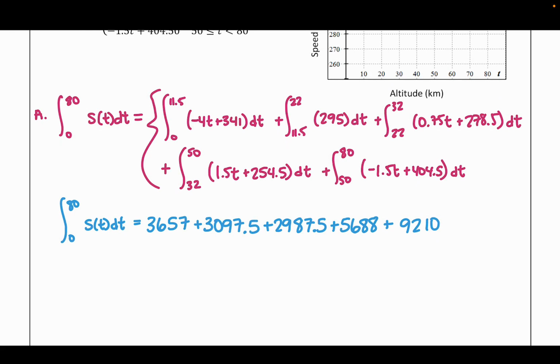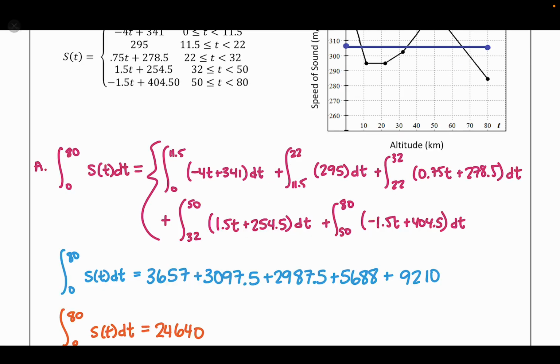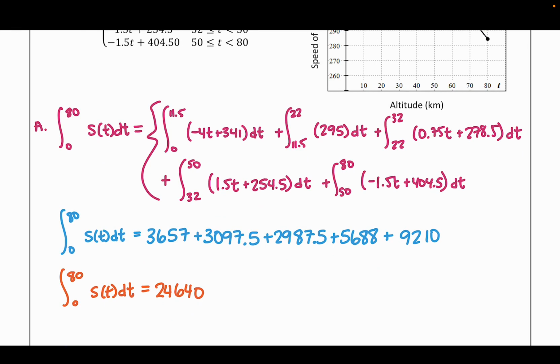All right, so now when I combine all of that together, again using my calculator, I would get a grand total of 24,640. Okay, so what that means is that's the total distance that we traveled. We traveled 24,640 meters.